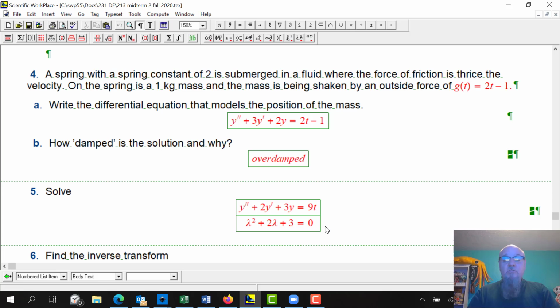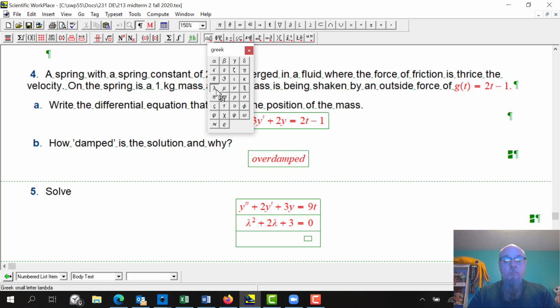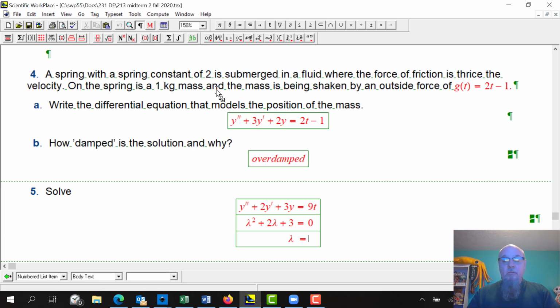All right, this next question. Some people did Laplace on this, but we didn't need to use Laplace until question 6. I'm going to solve this using the standard chapter 4 way. We got our auxiliary equation. I just need to solve for lambda. It doesn't factor, so I'm going to have to use the quadratic equation: lambda equals minus 1 plus or minus root 2i.